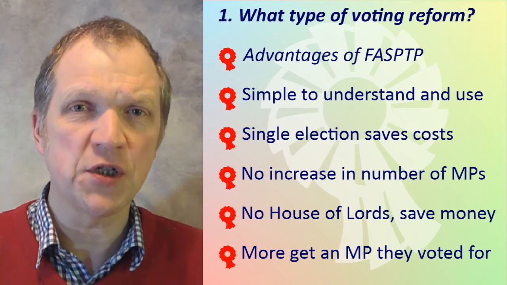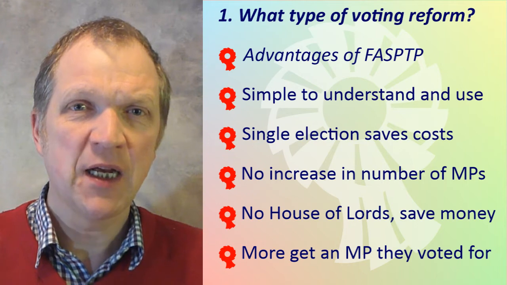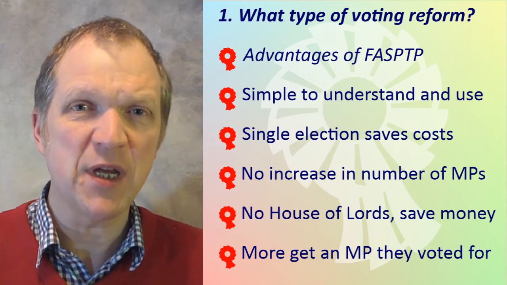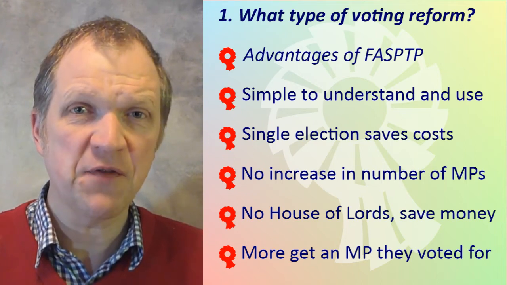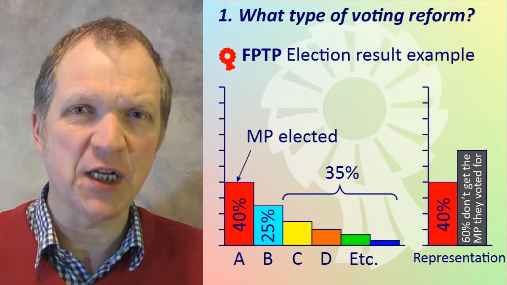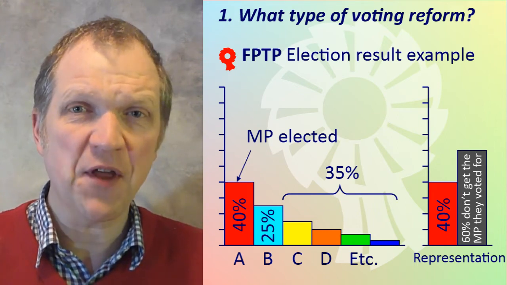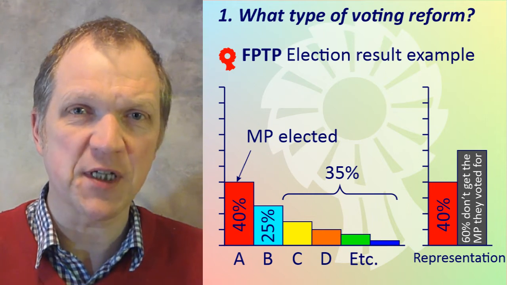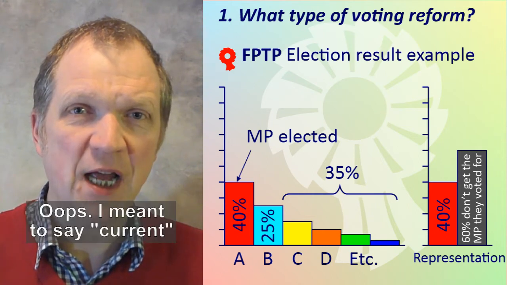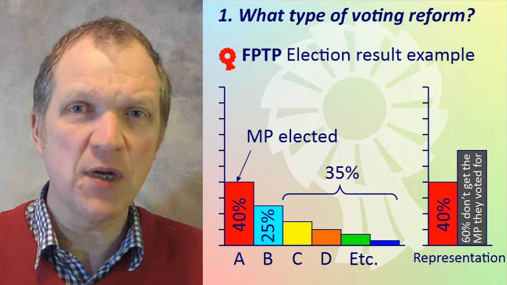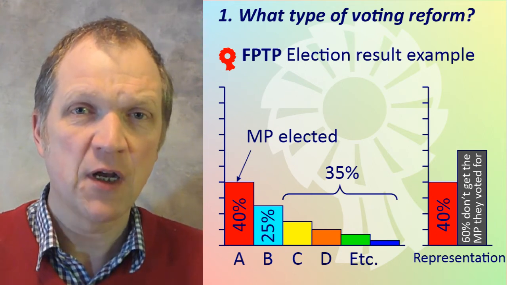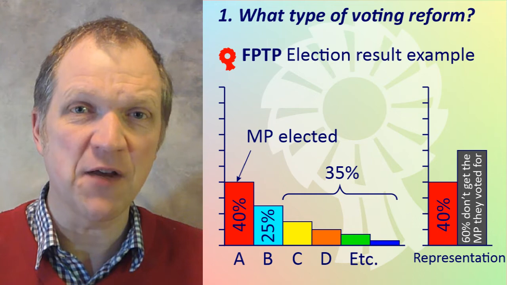Fourthly, an important advantage of FasPTP is that more constituents get an MP that they voted for, which is a significant aim of PR. Let's imagine an example. In a constituency at a general election, candidate A gets 40% of the votes, candidate B gets 25%, and the other candidates get the remaining 35%. In this example, under the current FPTP system, only candidate A becomes an MP, so 40% of voters get an MP they voted for, and 60% of voters do not.